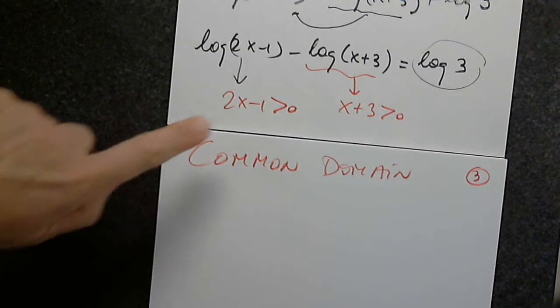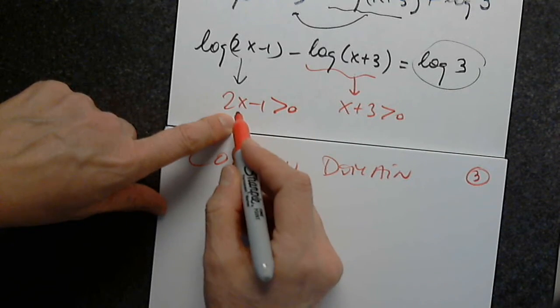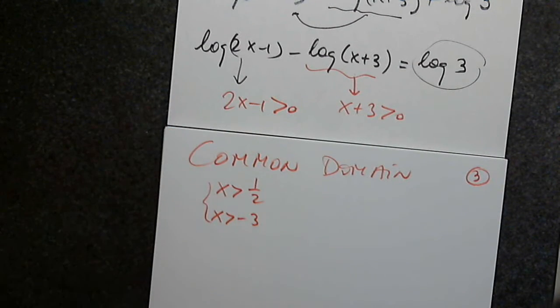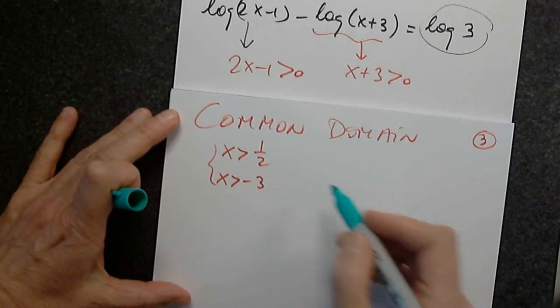Okay, perfect. So this inequality means x greater than 1/2. I move 1 and divide by 2. This one means greater than negative 3. For the first example, I think we should graph. So let's graph and see what happens.